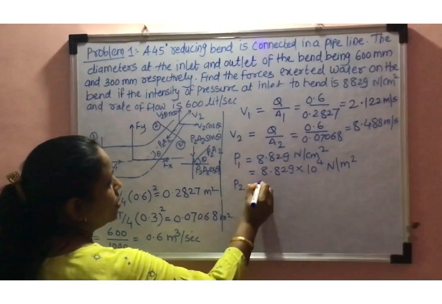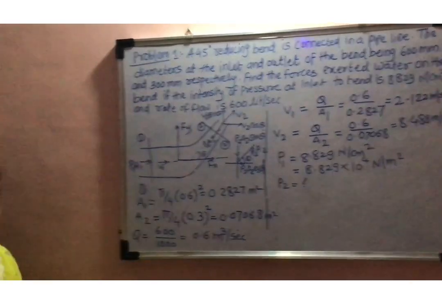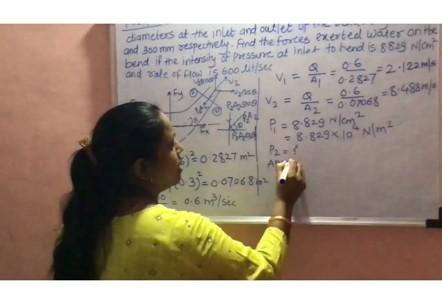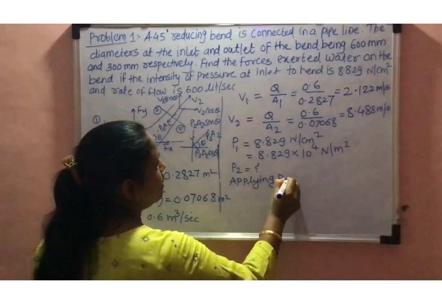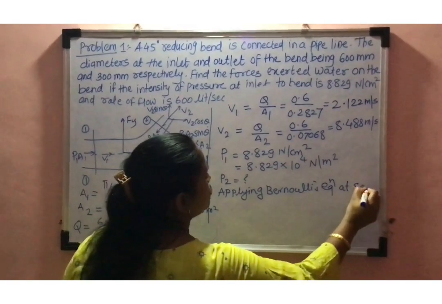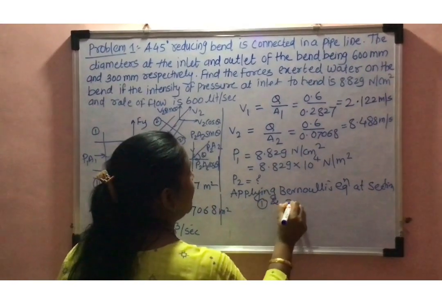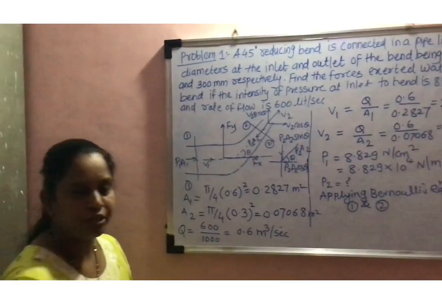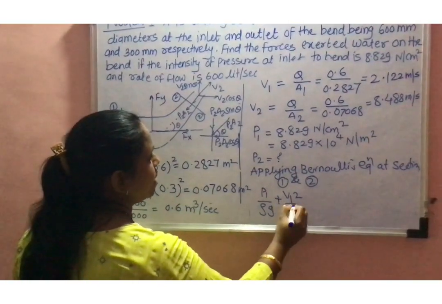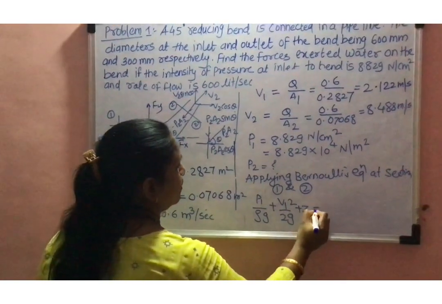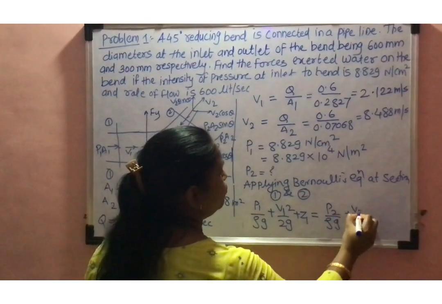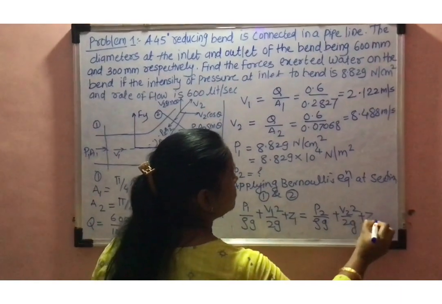And we don't know the pressure at the outlet. To find out this pressure at the outlet, here we are going to apply the Bernoulli's equation at section 1 and 2. The Bernoulli's equation at section 1 is P1 upon rho g plus V1 square upon 2g plus Z1 is equal to P2 upon rho g plus V2 square upon 2g plus Z2.